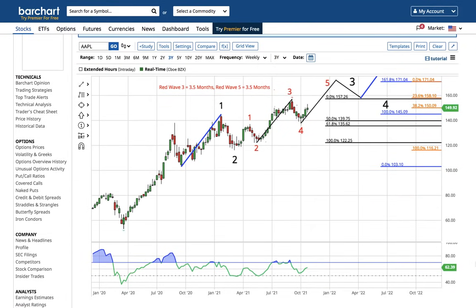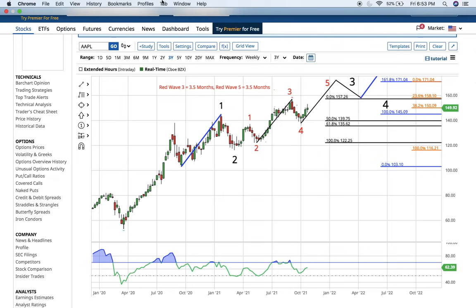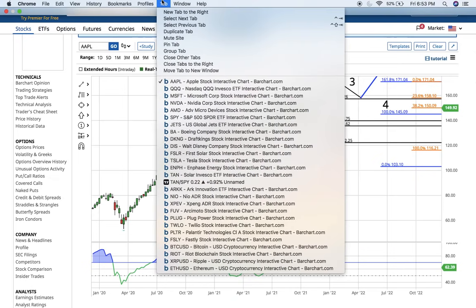Hey, Webby Trades! I want to do a video analysis update of the stock market. We'll talk about big tech like Apple, as well as the Nasdaq and Microsoft. We'll talk about Nvidia and AMD, the S&P 500, as well as the airline ETF JETS.